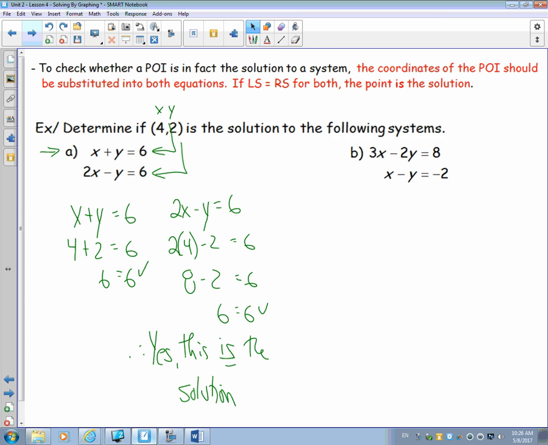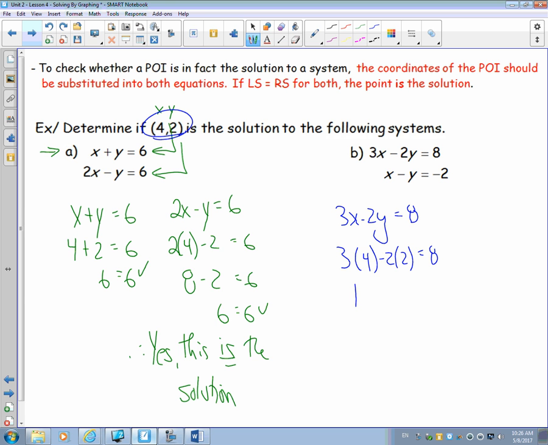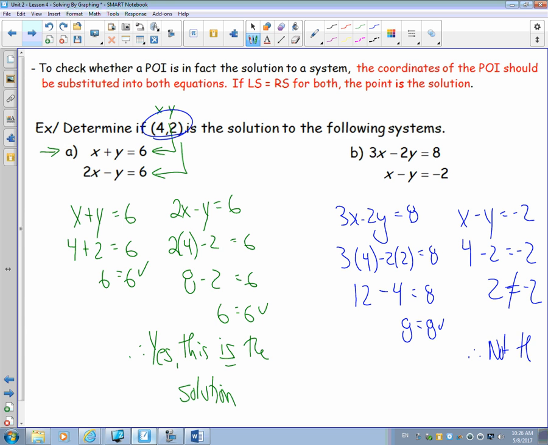Let's try that point in the second example. I have 3x minus 2y is 8. I think x should be 4 and y should be 2. That's what it gave me in the question. We're using the same point, okay? So we'll get 12 minus 4. Yeah, 8 is definitely 8. So far, so good. It seems to work. If I try the next one, however, and I put in 4 and 2 for x and y, I get 2 equals negative 2. Well, those aren't equal. So this is not the solution. It's on the first line. Sure, it worked in this one, but it's not on the second line. So it's just some random point.